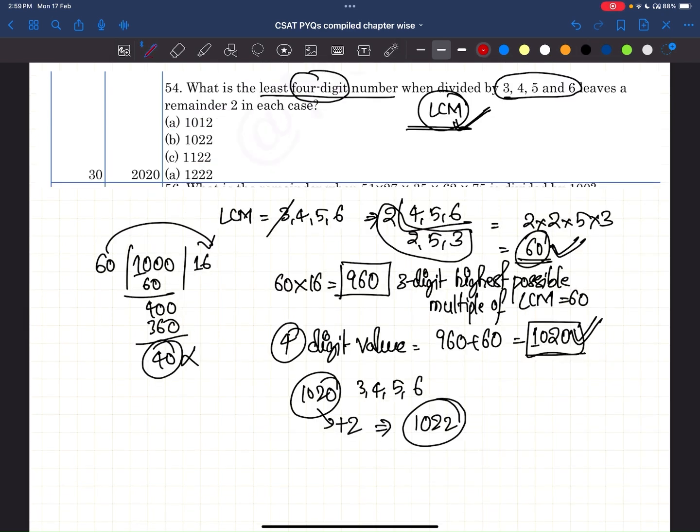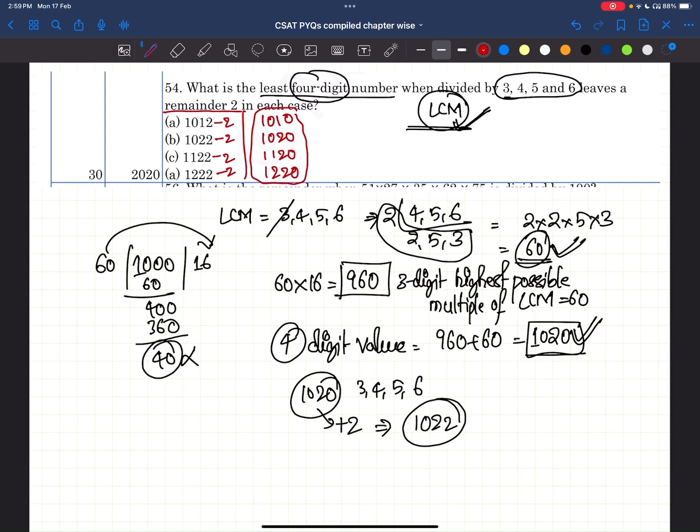This is the conventional way of solving the question. Now we'll go to the best method of solving such types of questions. That is through the options. What is it telling? It is leaving the remainder 2. What will we do? We'll subtract 2 from all these options. What will we get? 1010, 1020, 1120, 1220. That means these numbers should be divisible by 3, 4, 5 and 6.